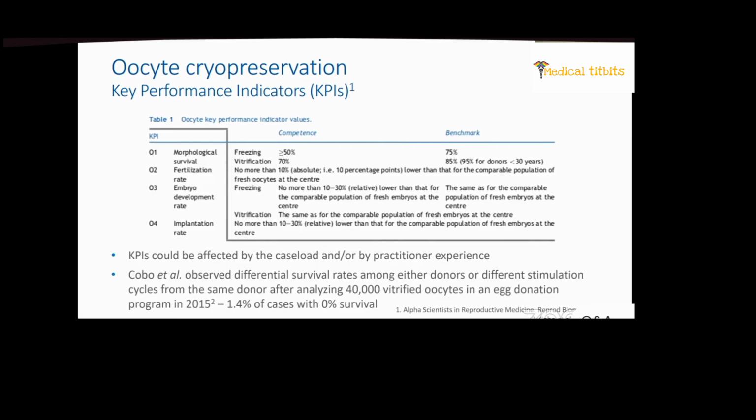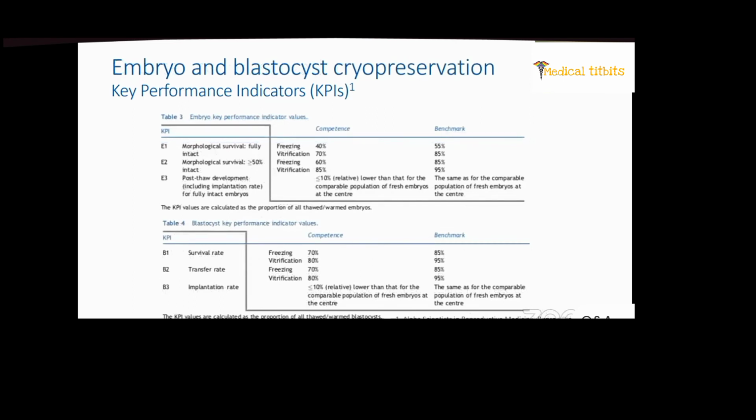For example, after analyzing 40,000 vitrified oocytes in an egg donation program in 2015, Cobo and colleagues observed differential survival rates between donors or from different stimulation cycles in the same donor, 1.4% of cycles having zero survival. The Alpha Consensus also recommended KPIs for embryo and blastocyst stage development. The expected survival rate to achieve competence and benchmarks are much higher for vitrification compared to slow freezing techniques.